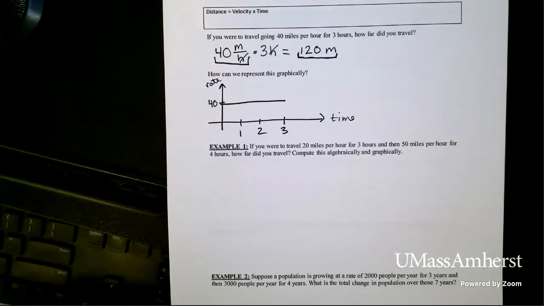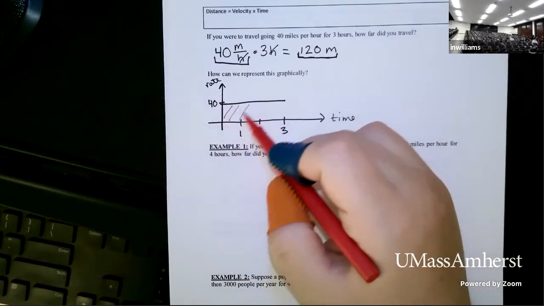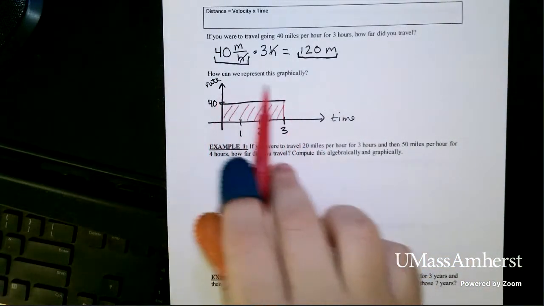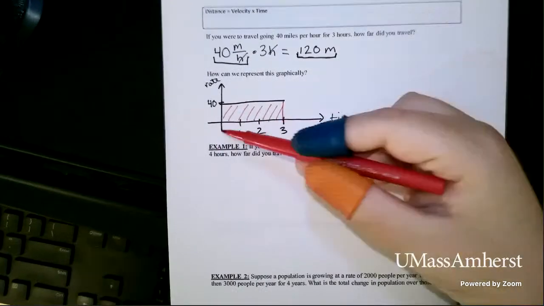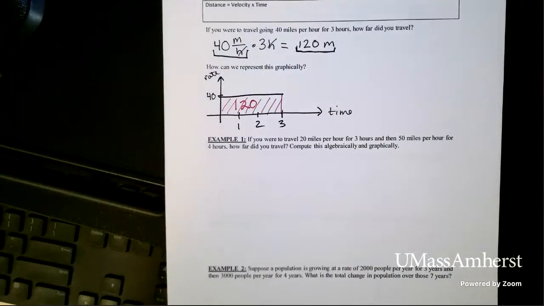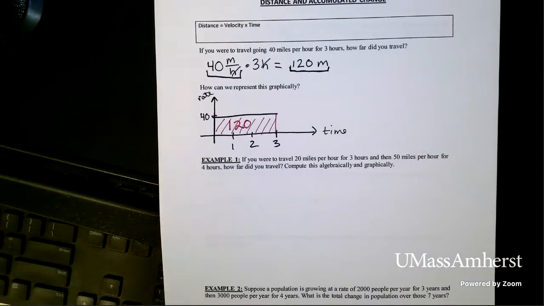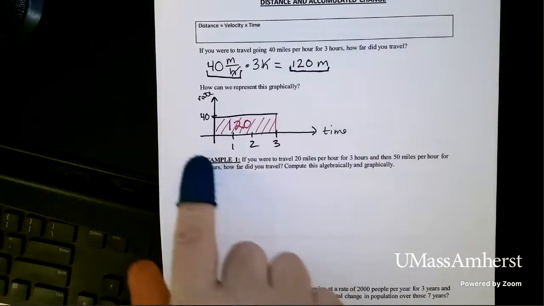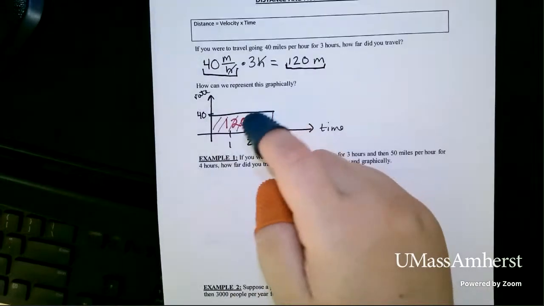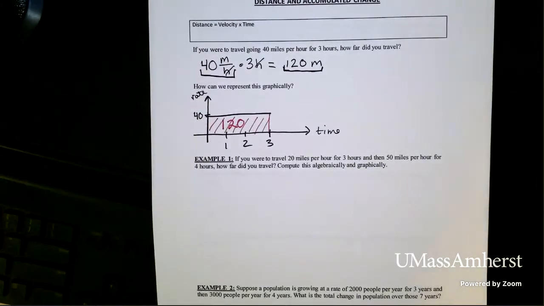So if we were to look at the area underneath this particular function, we could use geometry to figure out the area of this rectangle, right? So 40 times 3 is 120. That's what we got up here. So what that tells me is that if I am able to graph my rate over the period of time, the area underneath that line represents my change in the original function, which is 120 miles.